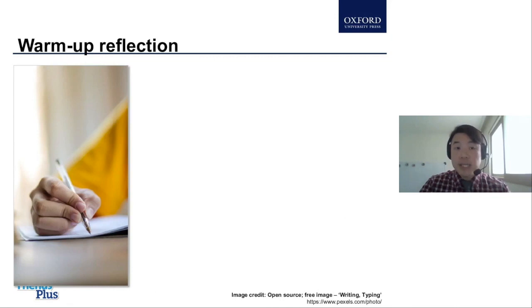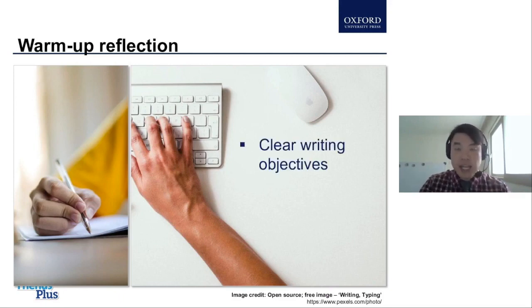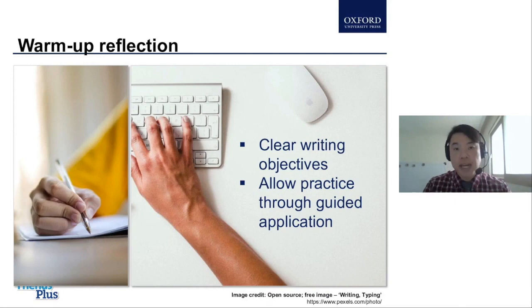So what we want to do is, through our warm-up reflection, the purpose of it was that no matter the situation that you are in, either you are physically writing on paper with a pencil or pen, or even in a face-to-face classroom, or if you are doing your writing over an email or a typed document, what we want to make sure we're focusing on is that we have clear writing objectives. Not only are the instructions clear, but do the students know what the purpose of the writing is? Also, are we also providing the practice through guided application?